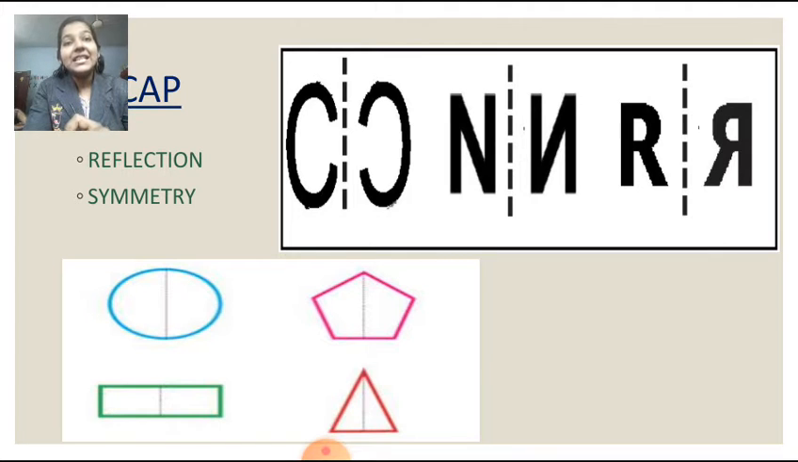Next is symmetry. Tell me what is symmetry? When a line divides a shape into two equal parts, where both parts are equal, then we can say that that shape is in symmetry. When a line cuts a shape into two equal halves or identical halves, then we can say that it is in symmetry. And the line which cuts that shape is called the line of symmetry.